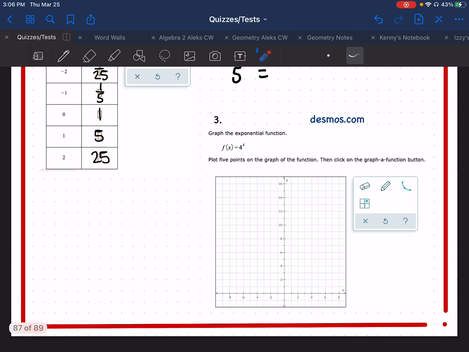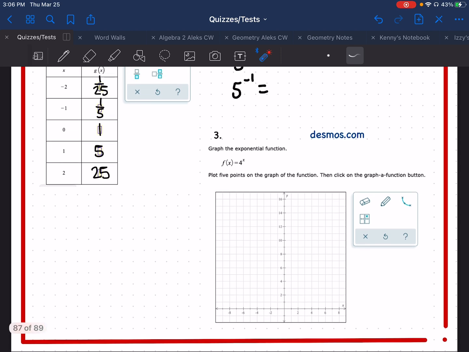Okay, question number 3 is going to ask you to graph. It is going to ask you to plot the 5 points. So for this one, please make sure that you do get your 5 points. And we're just going to go back over to desmos.com and we're going to put in our function. I'm going to just go ahead and get my table set up.